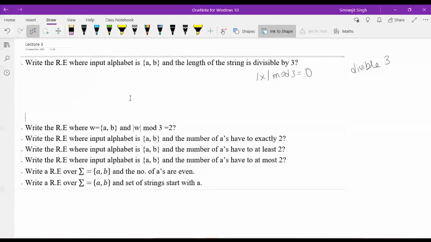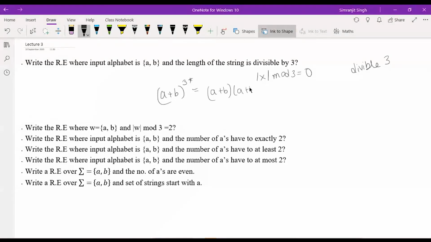Yeah, I think Fanindra has got the right one. It's just (a plus b) raised to power 3, star. Okay, so you can also write it like this: 3n is replaced by star. You know about it. So a plus b, a plus b, and a plus b.